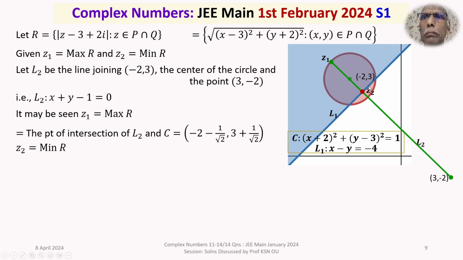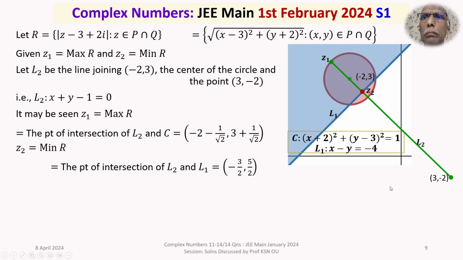What is this? It is the point of intersection of L1 and L2. Now L1 is x minus y is equal to minus 4. L2 is x plus y minus 1 is equal to 0. And two equations, two unknowns. So it's very easy to find out the point of intersection.